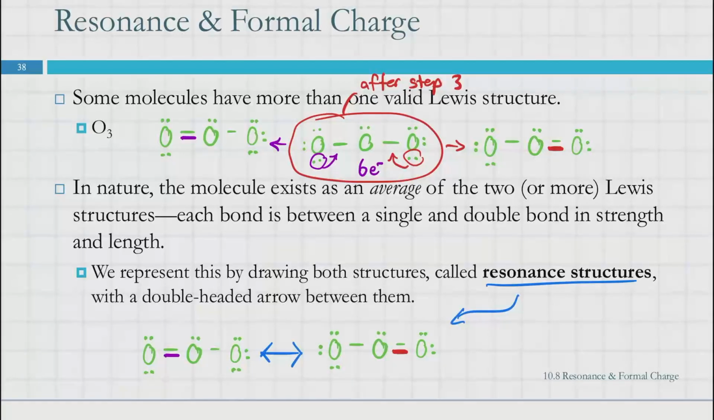So that's a fun thing that can happen. This is a case where we've just got two resonance structures. It's possible to have more than two resonance structures. You could have 4, 5, 6, probably more, depending on how crazy you get with your Lewis structures.